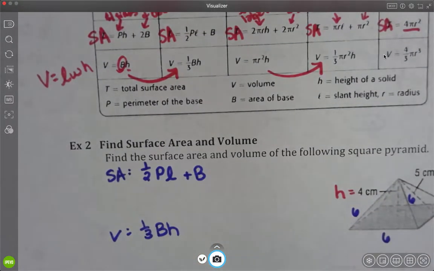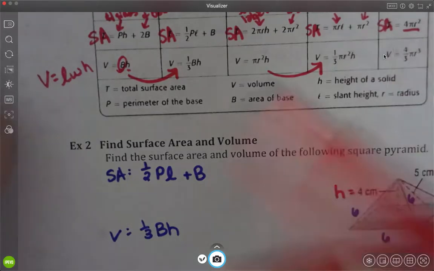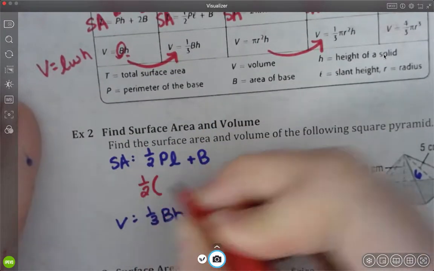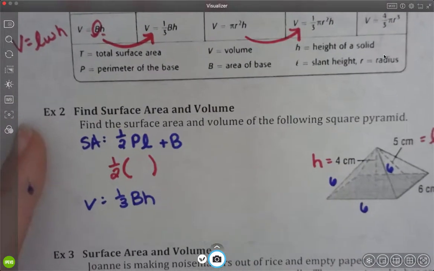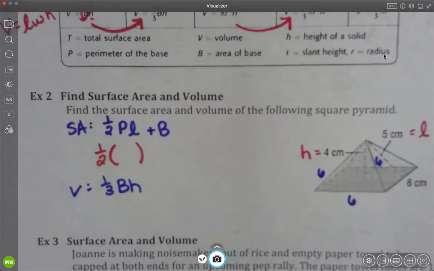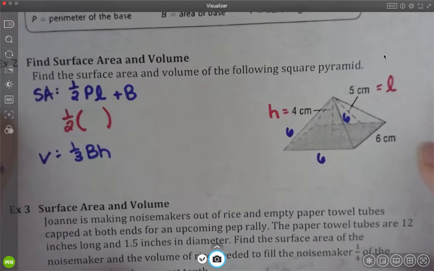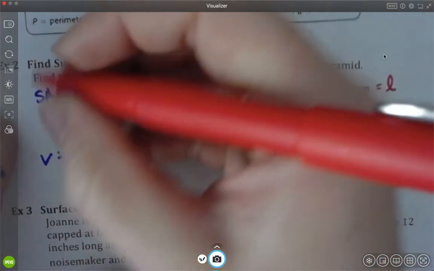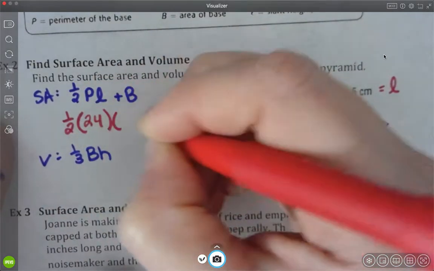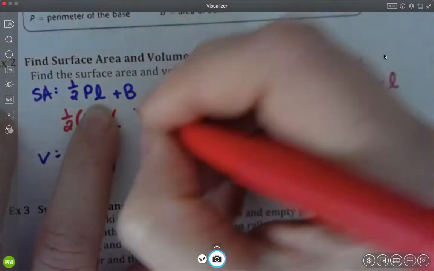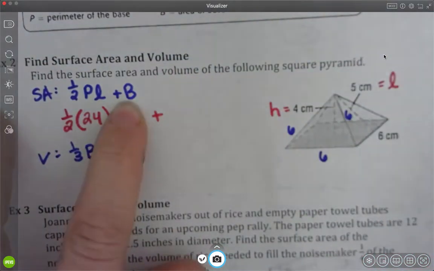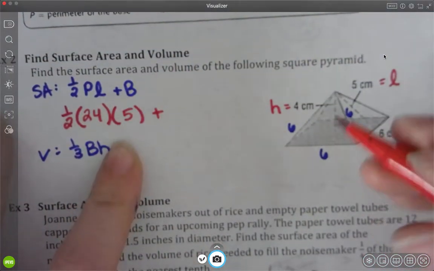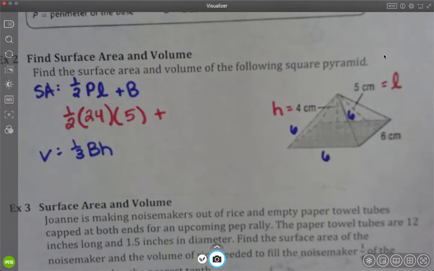And now all I have to do is just plug stuff in and get an answer, right? So 1/2. What does capital P mean again? For my formula, the perimeter of the base. So what is the perimeter of my base? 24. 4 sides with 6 makes 24. And what's the slant height? That's what L is. 5. Capital B means the area of the base. So if they're 6s, what's the area of the base?